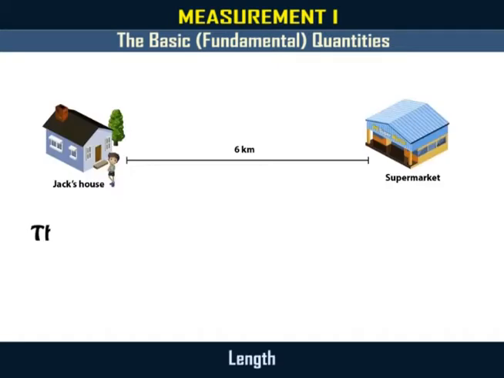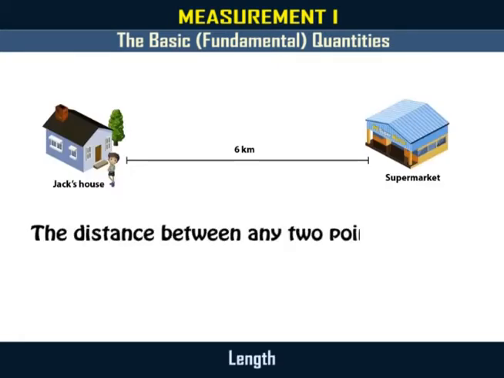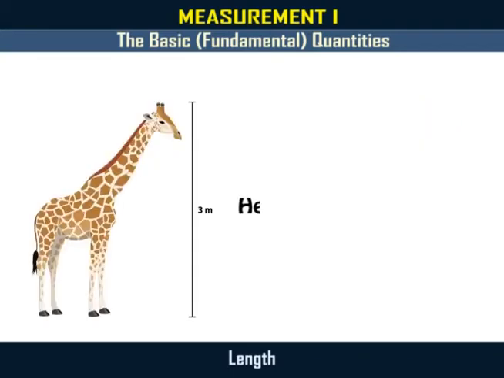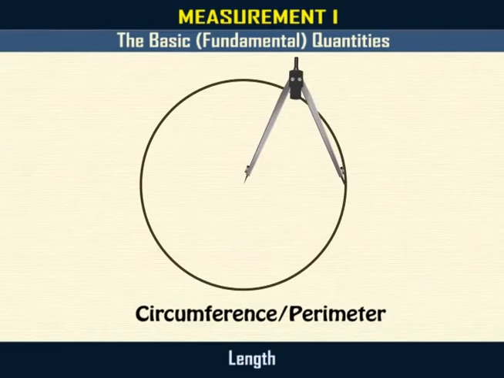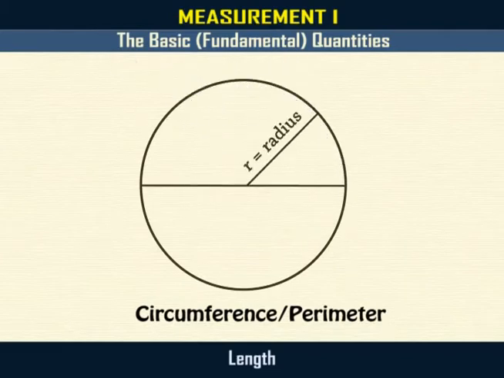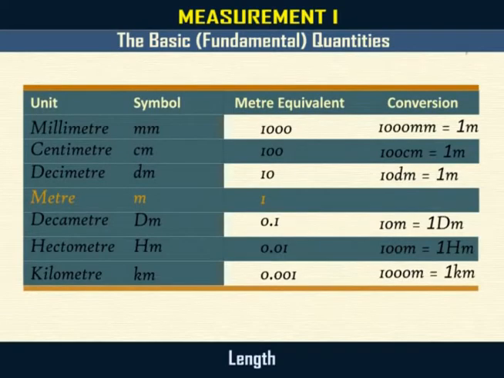Length is a measure of the distance between any 2 points. Other terms used to describe length include height or depth, circumference or perimeter, radius, diameter, and so on. The SI unit of length is meter, but smaller and larger distances can be given in multiples of a meter.